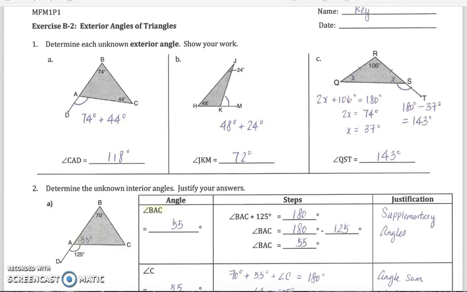Exercise B2. Exterior angles of triangles. 1. Determine each unknown exterior angle. Show your work.